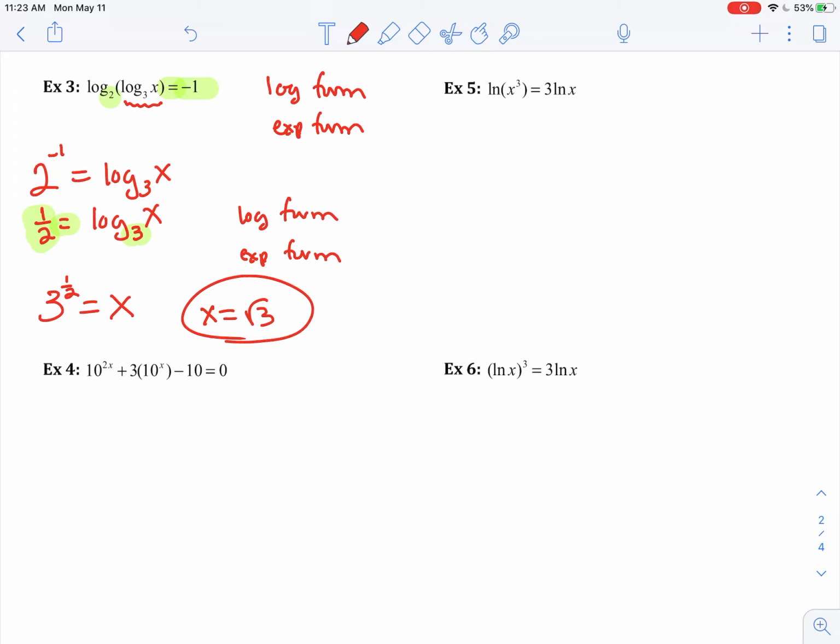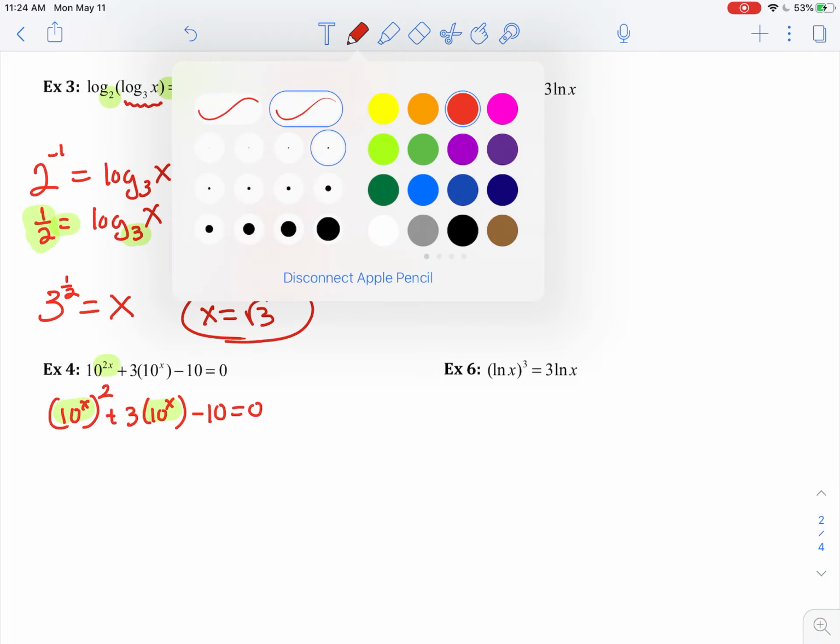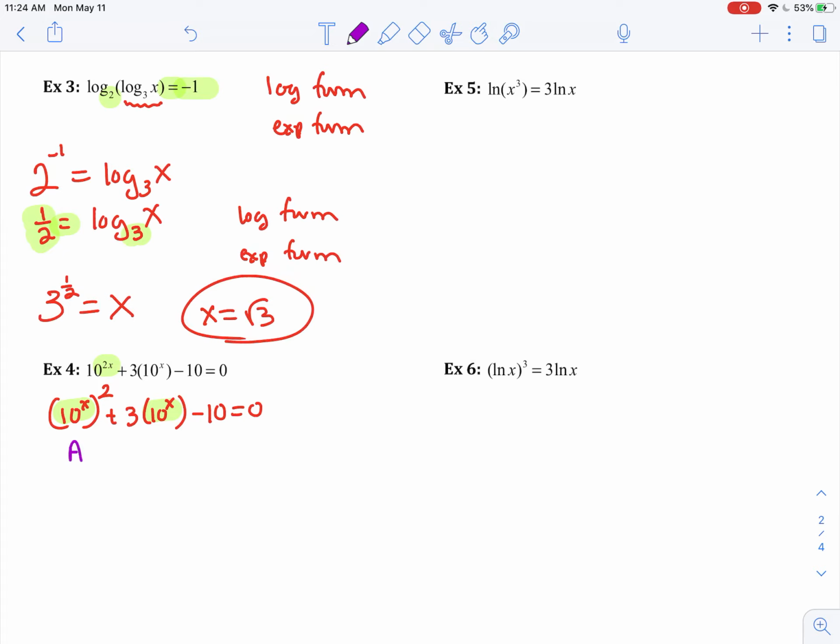On number 4, we have 10 to the 2x plus 3 times 10 to the x minus 10 equal to 0. And recall, if you have multiplication of exponents going on, that means that you could have had a power raised to a power. So I can think of that first term as 10 to the x being squared plus 3 times 10 to the x minus 10 equal 0. And we have this repetitive quantity, so I could think of that as the exact same thing as a squared plus 3 times a minus 10, if I wanted to make a temporary substitution for this 10 to the x quantity being our a.